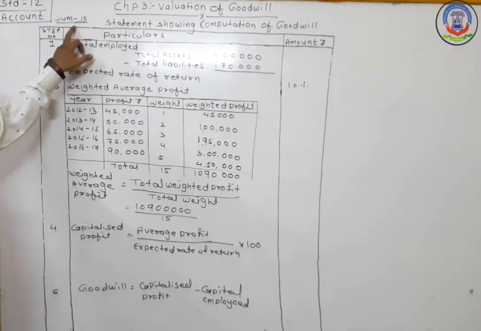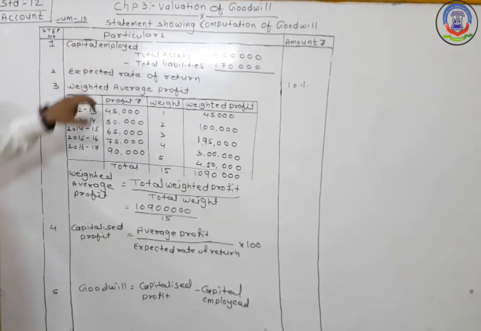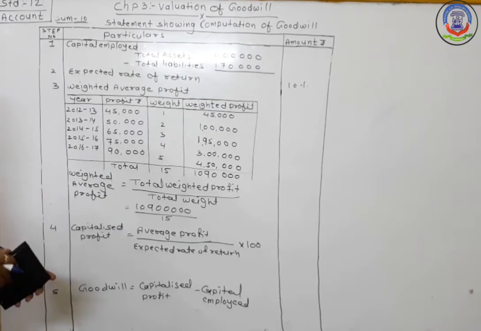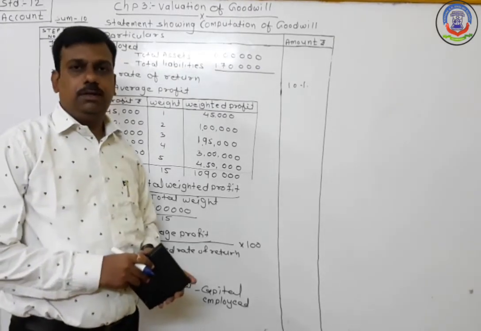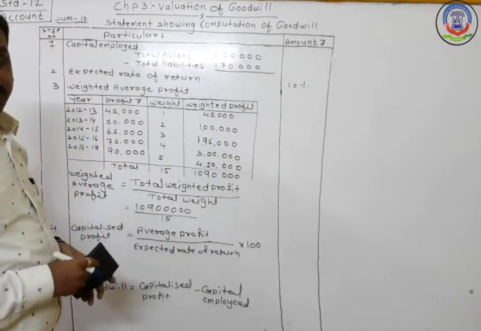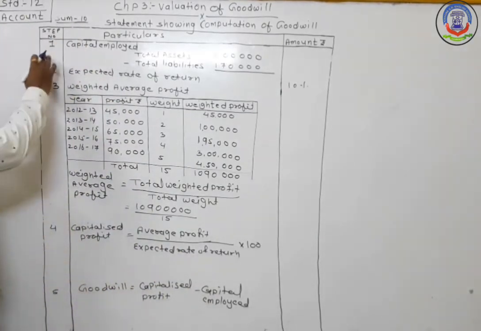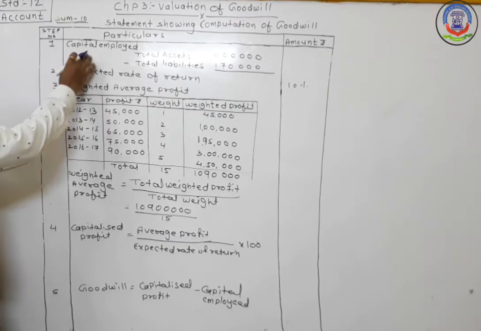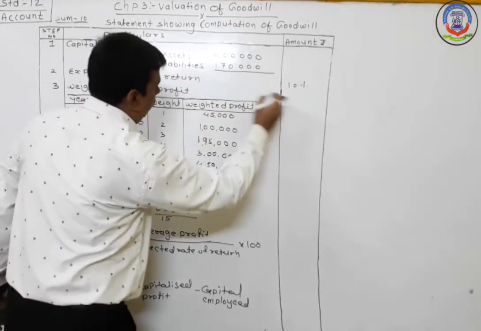sum number 10 from the exercise. Goodwill as per capitalized average profit method. Sum number 10 from the exercise. Same steps: particulars, amount in rupees.